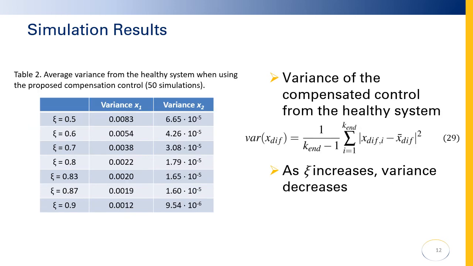Table 2 presents a summary of the average variance from the healthy system when using the proposed compensation control over 50 simulations. The variance of the compensated system from the healthy system is calculated using 29, where xdiff is the difference between the healthy system state and the system state when using the compensation control, and kend is the length of the simulation window. The variance is used to help quantify how much the compensated system strays from the behavior of the healthy system. As expected, the variance tends to decrease as the value of ThA increases.